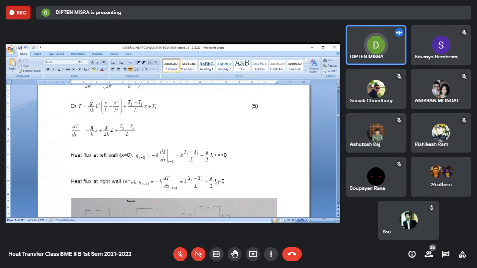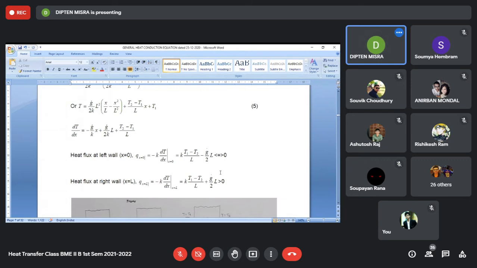L into A means what? Means the volume of the wall. Because if we take the heat transfer rate, then you have to multiply this with the area. So if you multiply L into area, that becomes the volume of the wall. So it becomes G dot into V by 2. And here also, because you are subtracting this term from this term, it is equal to G dot into L by 2 into area plus G dot into L by 2 into area. So ultimately it becomes G dot into V.